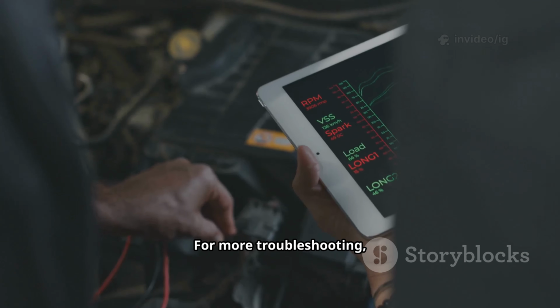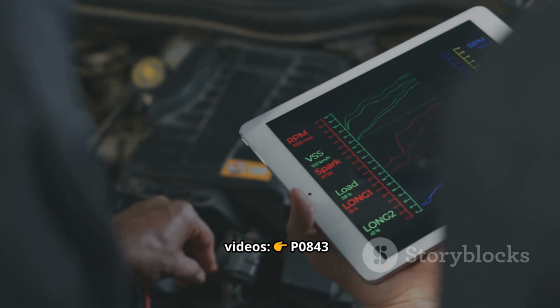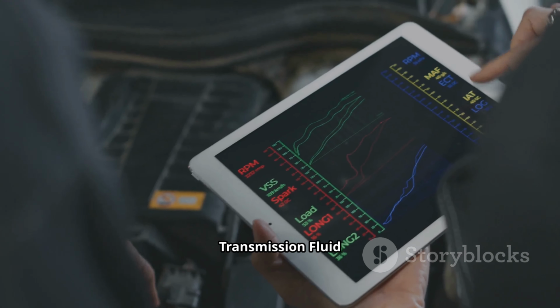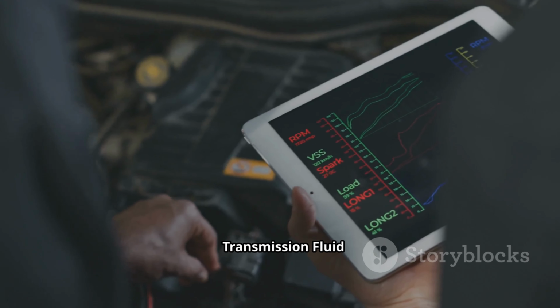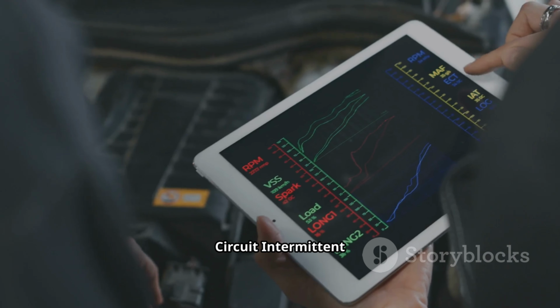For more troubleshooting, check out these videos. P0843, transmission fluid pressure sensor circuit high. P0844, transmission fluid pressure sensor circuit intermittent.